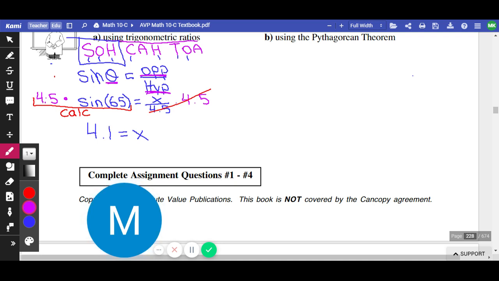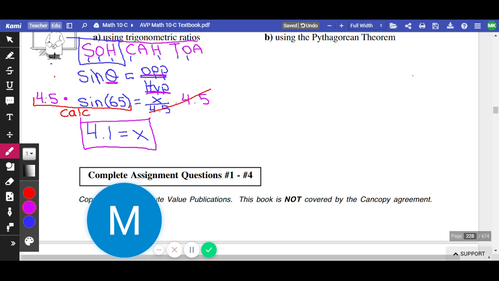Okay. The answer would have been 4.078. You should round that to the nearest first decimal place. 4.07. The 7 rounds the 0 up to 1. Right? So 4.1 would be my answer. If you did Pythagorean Theorem, you would get the same answer.